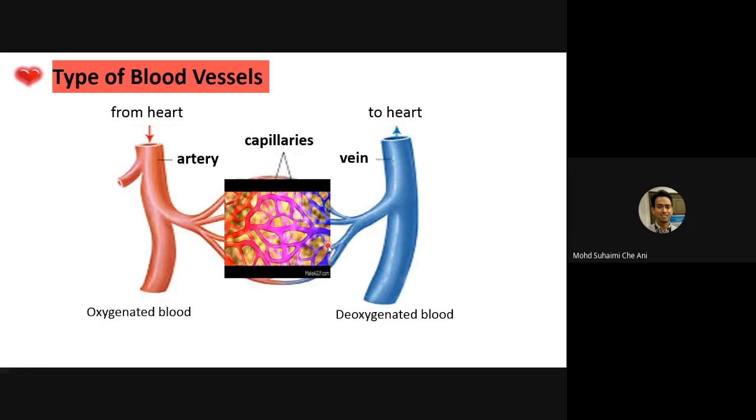So for example, blood comes first from the artery and then goes to the capillary. The capillary gives the oxygen to the body cell, and then the body cell gives the capillary the carbon dioxide. Then the carbon dioxide blood will go to the vein in order to be removed. So this is the difference between artery, capillaries, and veins.